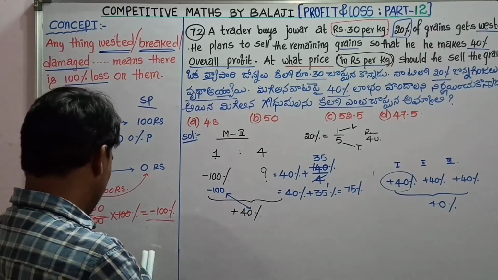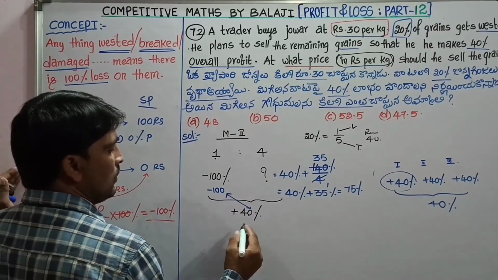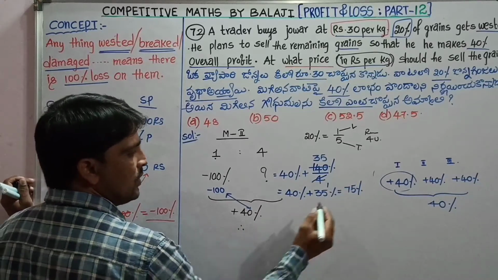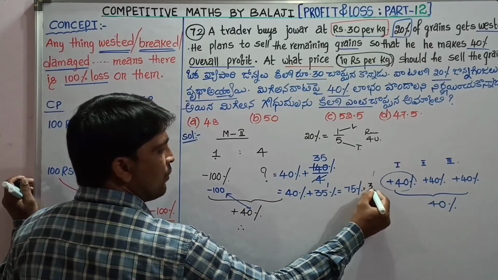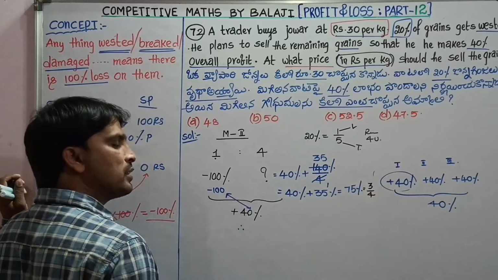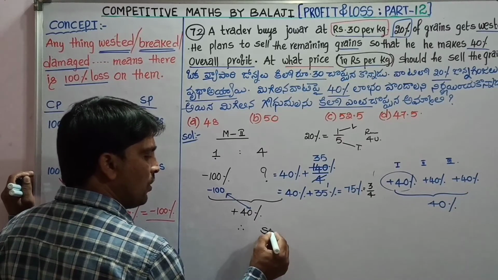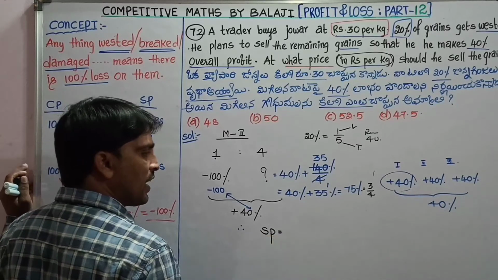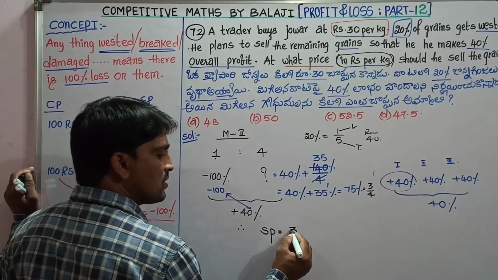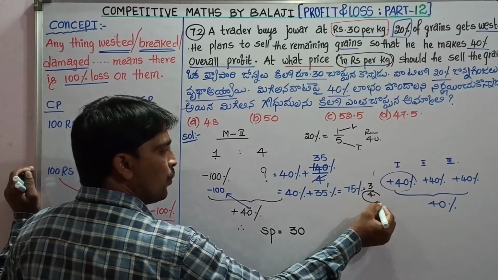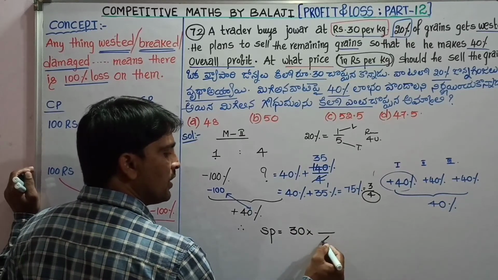Therefore, 75%. The fraction value of 75% is 3 by 4. So, the selling price of the remaining grains per kg: cost price is 4 units, and 4 units value is 30.